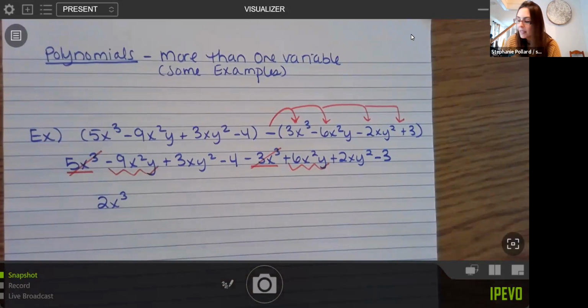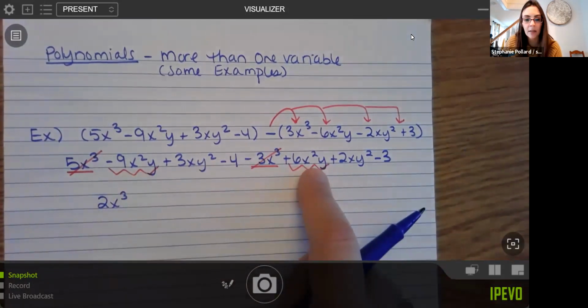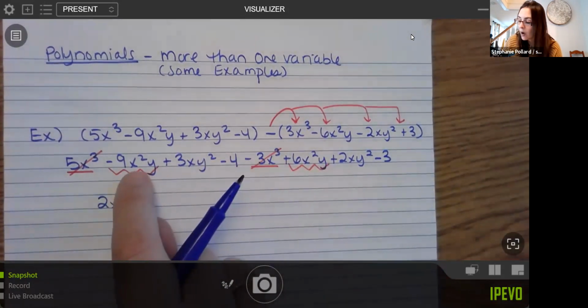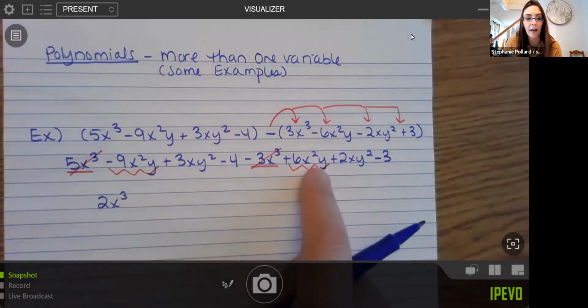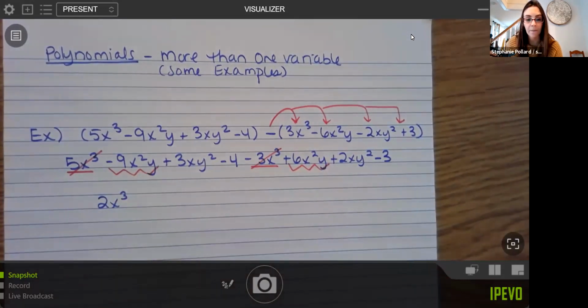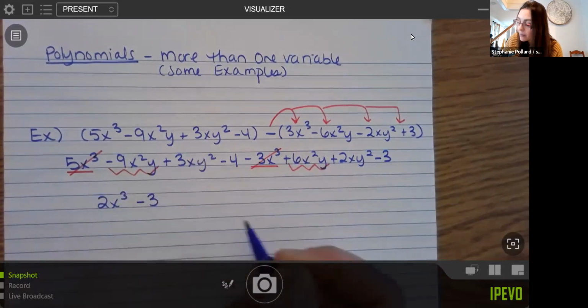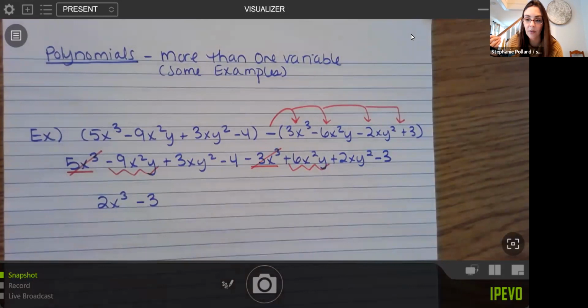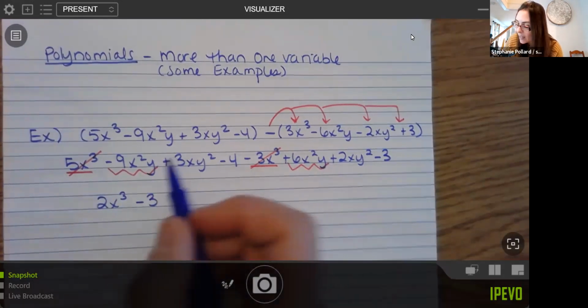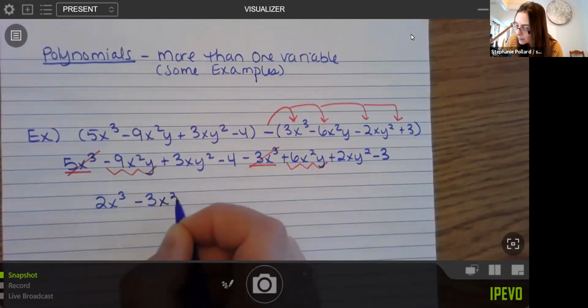So notice how these have the exact same variable parts. They both have the square on the x and then a y. So those are your like terms here. Negative 9 plus 6, excuse me, is minus 3. I'm doing the work too fast. And then your variable part stays the same.